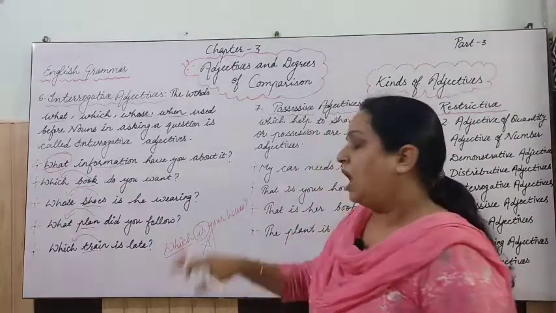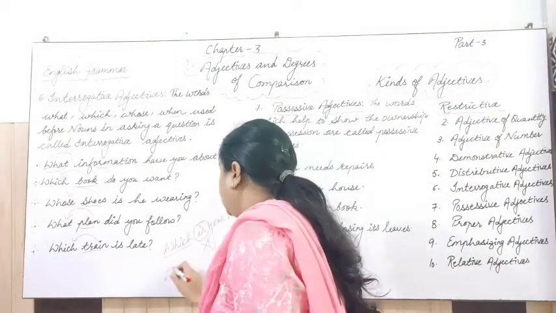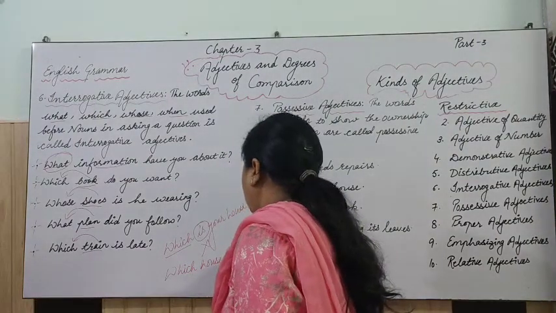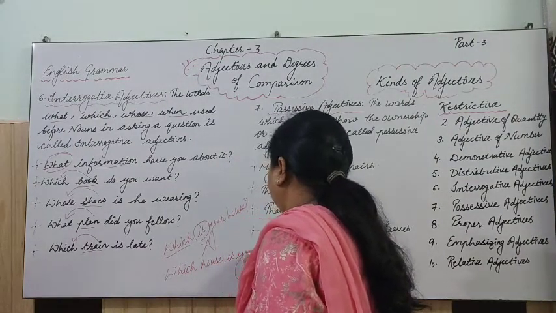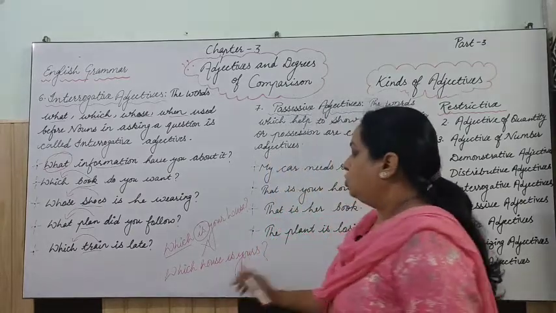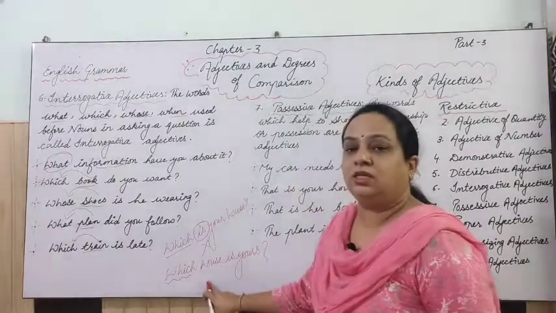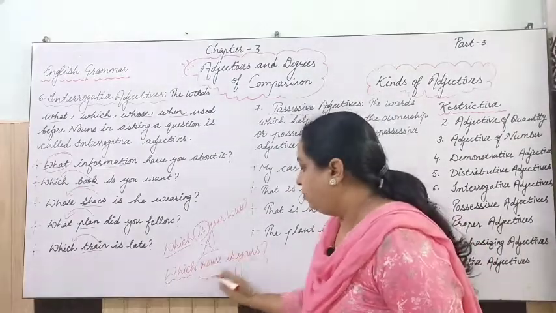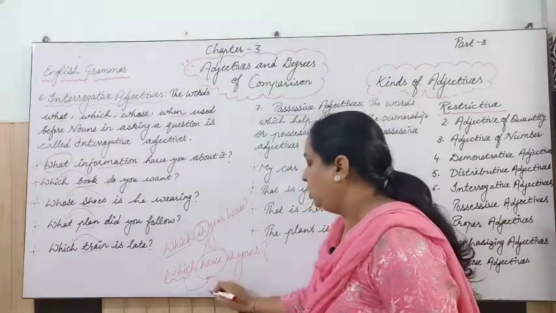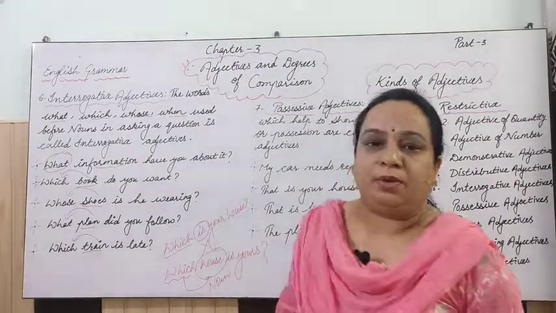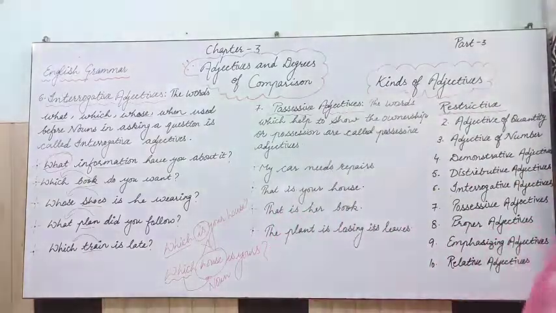But if the sentence is written like this, which house is yours? Here this word which will work as an adjective, because after the word which, there is a noun. So that's the difference between interrogative pronouns and interrogative adjectives.